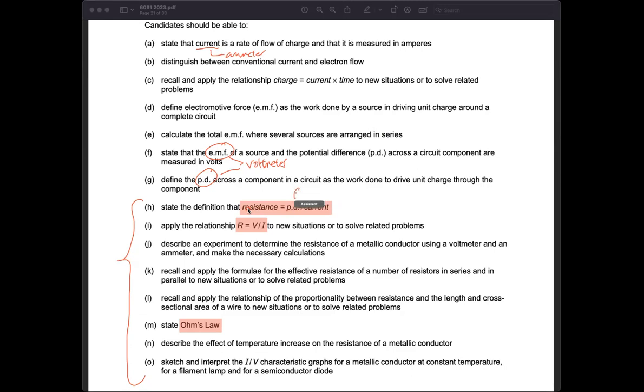For PD, you use a voltmeter to measure, and for current, you use an ammeter to measure. Once you measure these two, you can calculate the resistance, and the relationship will be R equal to V divided by I. How to memorize this formula? When I was a secondary 4 student, my teacher actually taught us how to memorize this formula.